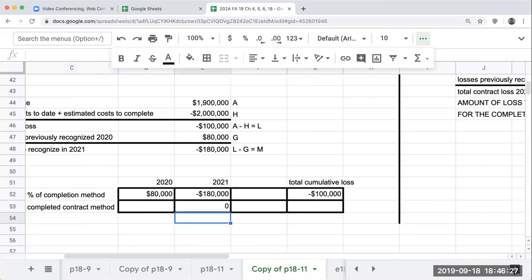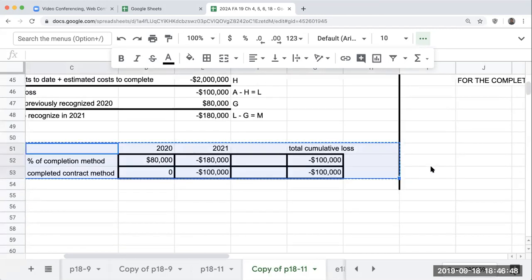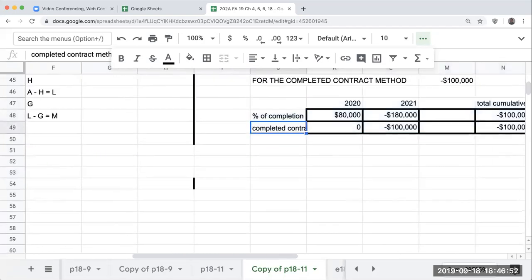And I have here 0 for 2020, and I have negative 100,000 for 2021. If I look at this here, both of these now are in the same place. We both have a total cumulative loss. So the losses here is really where things get a little bit more funky, but this is the reason why we're going through and looking at this comparison, to help us out in analyzing this contract.